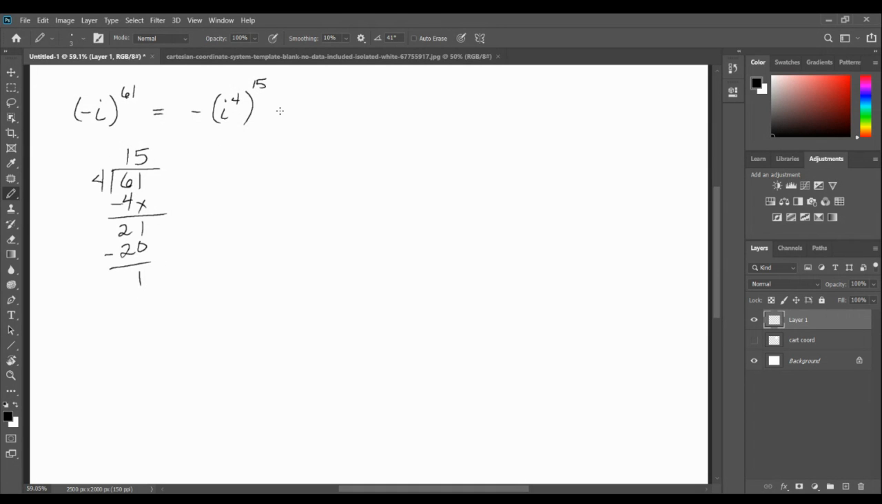And then we have the remainder of 1, so that will be multiplied by i to the 1st power. And we do that because i to the 4th is 1. So we've got negative 1 to the 15th power times i. 1 to the 15th power is 1. So we end up with just negative i as our solution. And that seems to work pretty well. I should probably type that in before I get too excited.